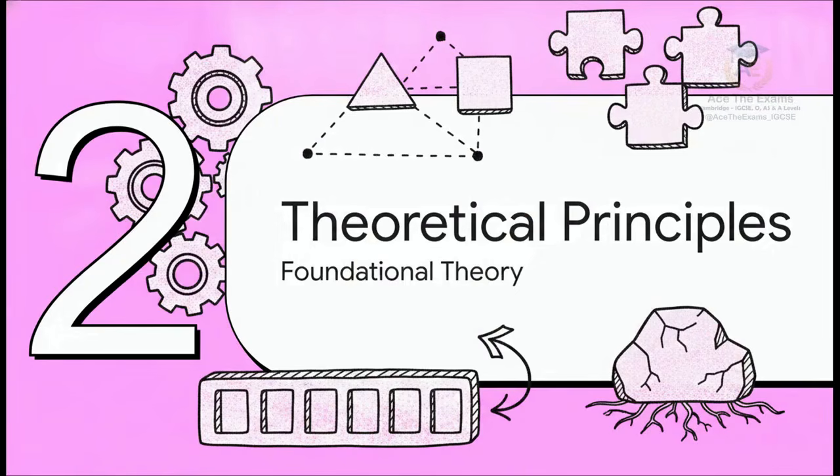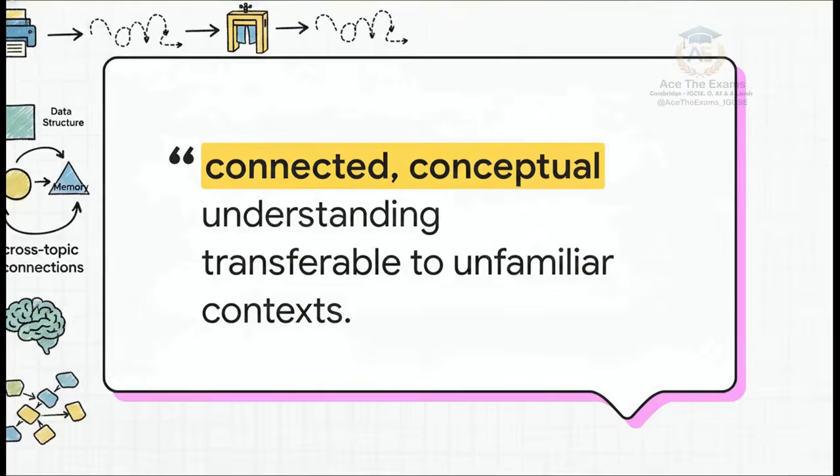Section 2, Core Theoretical Principles. Let's see how we transform those red pen marks into green check marks. Listen to this exact quote straight from the principal examiner reports: top-performing students exhibit connected, conceptual understanding transferable to unfamiliar contexts.